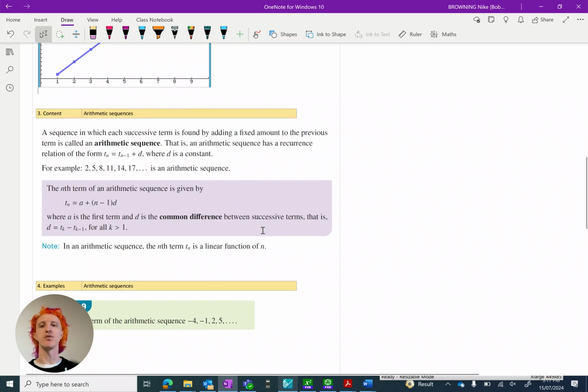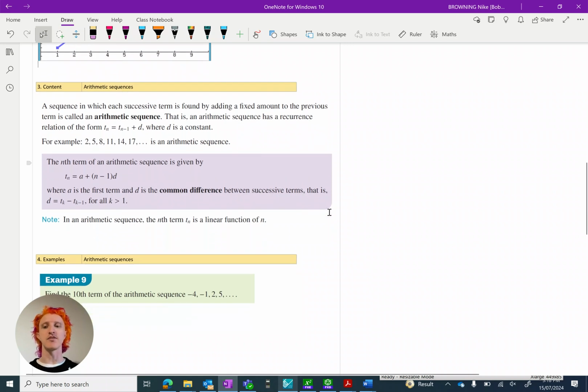Now we're moving on to arithmetic sequences. A sequence in which each successive term is found by adding a fixed amount to the previous term is called an arithmetic sequence. That is, an arithmetic sequence has a recurrence relationship of the form Tn equals Tn minus 1 plus d, where d is a constant. For example, 2, 5, 8, 11, 14, and 17 is an arithmetic sequence going up by 3 each time.